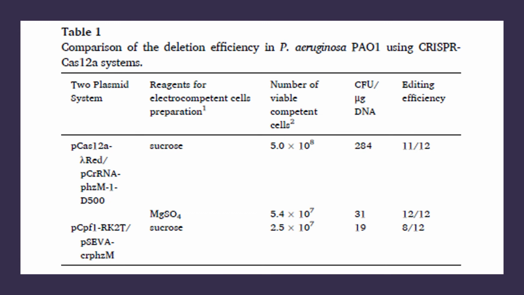As I had previously stated in the results section, we can see the pCas12a lambda red plasmid in the first row, and the cell viability is 5.0 times 10 to the 8, and the CFU per microgram is 248 in sucrose, which is an order of magnitude higher than the other plasmid, which had 5.4 times 10 to the 7 cell viability and 31 CFU per microgram in the MgSO4, and 2.5 times 10 to the 7 cell viability with 19 CFU per microgram in sucrose.